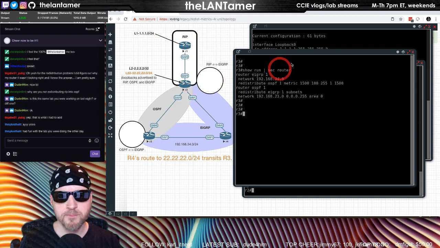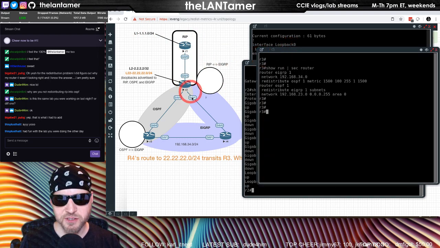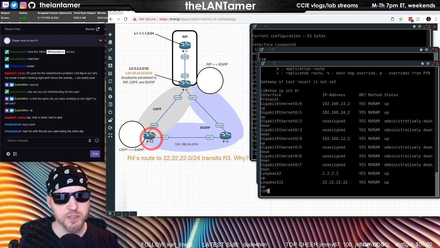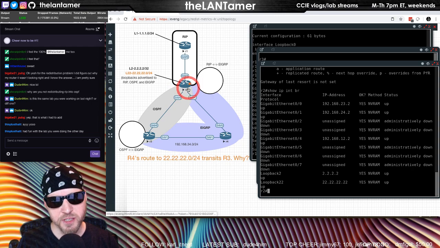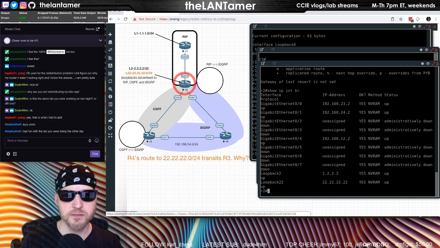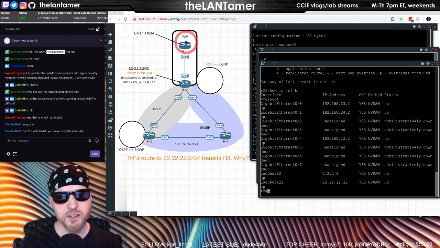1.1.1.1 comes here via RIP. Then it gets advertised into EIGRP, AD of 170. Router 3 is going to learn that route and redistribute it into OSPF with an AD of 110. Router 2 then learns a new route via OSPF that is 110, that is a better route, supposedly, than the RIP route, which is AD 120. So that's why we're having problems with 1.1.1.1.